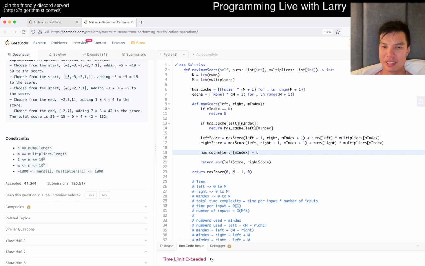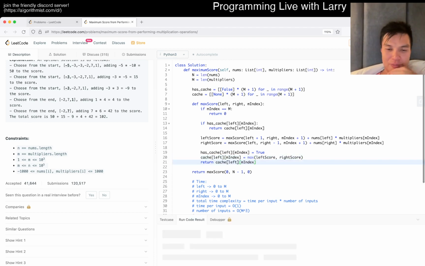Also, I got this wrong. You have to return the cache, not the has cache, obviously. And then cache of left m index is equal to this thing, and then we just return the cache. Hopefully this is fast enough. Well, this is fast enough for the test input anyway.